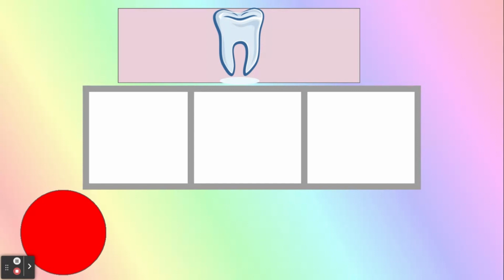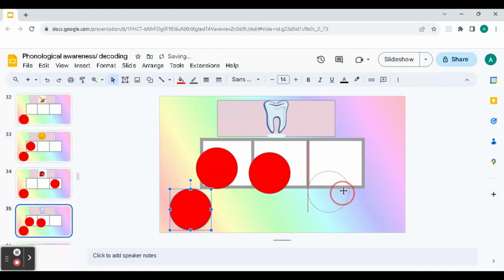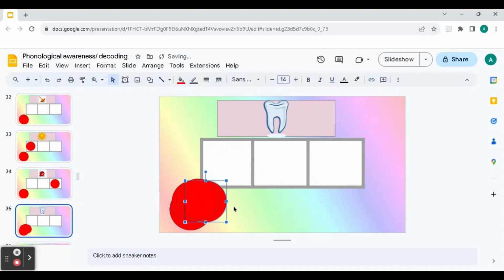So you would break apart the sounds and hopefully have them blend it. So if I say the word t, oo, th, you want students to be able to blend that word fully together. So t, oo, th. Students' goal would be to blend it together. Tooth. Now, you don't need the counters, but again, this is just a visual for you to see. Tooth.